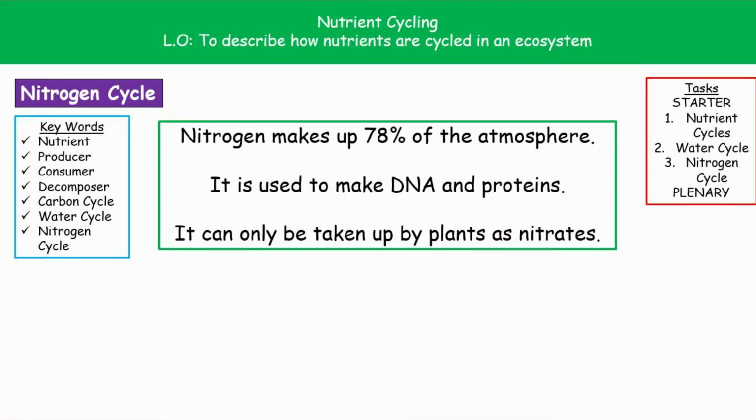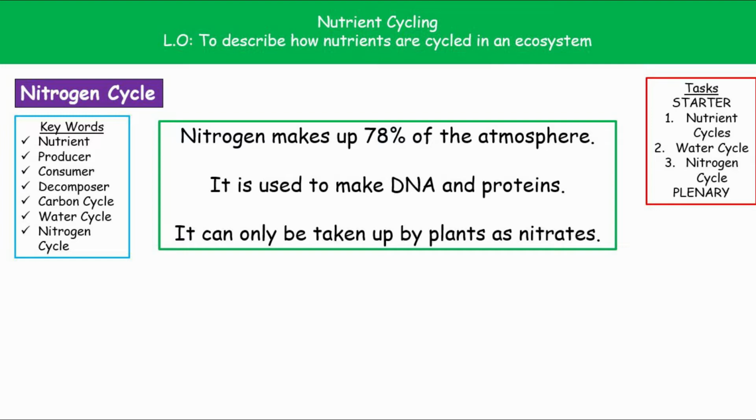Our second cycle is the nitrogen cycle. One of the things that hopefully we know from Key Stage 3 is that nitrogen is the predominant gas within our atmosphere. It accounts for 78% of the air that you are currently breathing in. Nitrogen is really important to us as living things because we use it to make the DNA within all of our cells and to make the proteins that we need to build cells.